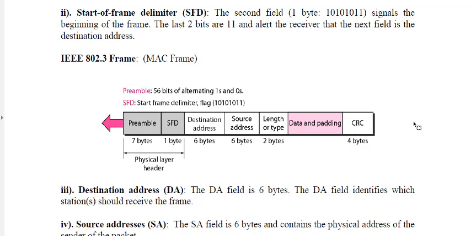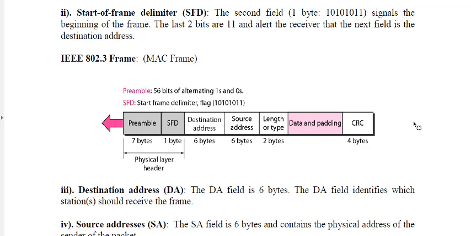Then comes SFD. SFD means start frame delimiter. This SFD tells that after this SFD the destination address comes. The SFD is also always standard, and its value is 10101011. The last two digits, look at them carefully. 10101011. So that 11 is mandatory. This is placed in this SFD field, which is 1 byte. You have 8 bits there.